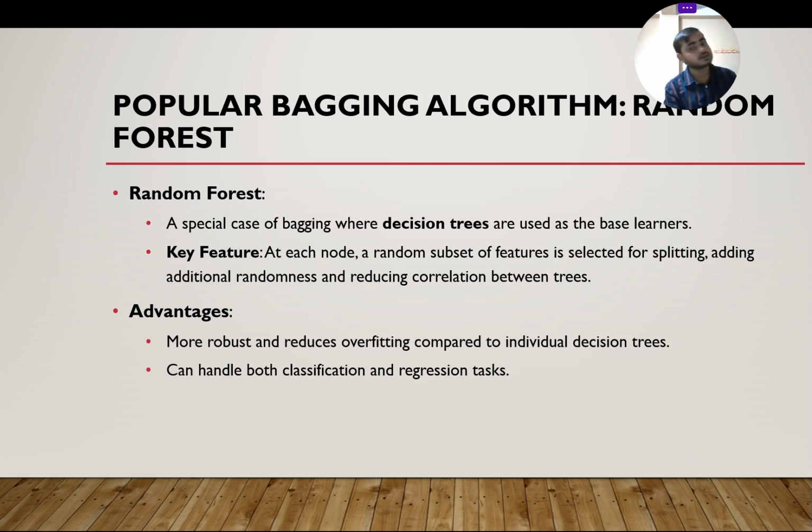What is the advantage? The same advantage as bagging. It is more robust and reduces overfitting of individual decision trees. We know that the main problem with a decision tree is that it is prone to overfitting, and that's why random forest is very popular, because it solves this problem. We can also prune the decision tree. There are many techniques to avoid overfitting in a decision tree, and one of the most useful is the random forest, which comes under the special kind of bagging technique. The second point is that it can handle both classification and regression tasks, like any ensemble or bagging technique.